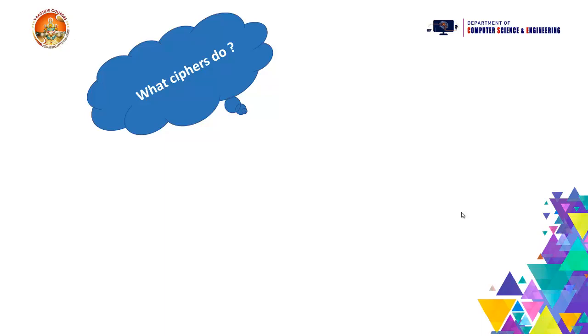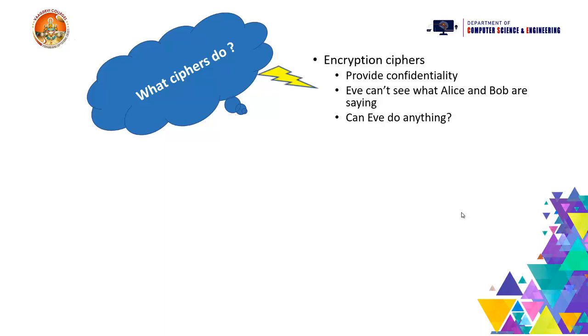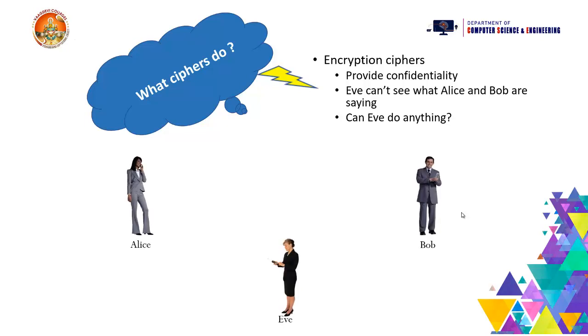First we'll see what ciphers do. Ciphers provide confidentiality with the help of encryption. For example, Alice and Bob are exchanging some messages. Alice encrypts the message and the encrypted message is forwarded to Bob. If Eve tries to capture the message, Eve can't see what Alice and Bob are exchanging.